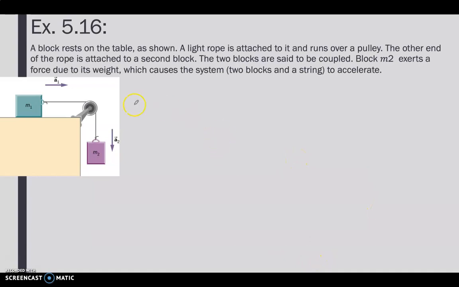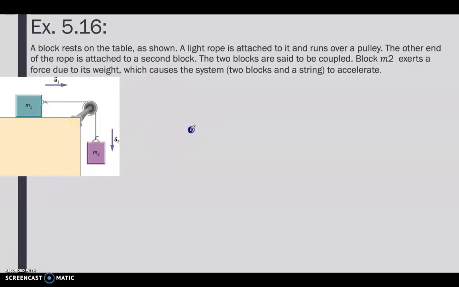So let's go ahead and do an example of that. This is example 5.16. It states a block rests on a table as shown. A light rope is attached to it and runs over a pulley. The other end of the rope is attached to a second block. The two blocks are said to be coupled. Block M2 exerts a force due to its weight, which causes the system, two blocks and a string, to accelerate. Okay, so we have two different objects here. So what we'll do is create two different free body diagrams for them.